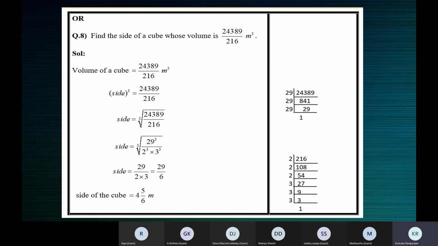All right. So now, a similar question. Find the side of a cube whose volume is given to you. Volume is given, so the cube root of the volume will give us the side. Side cubed is this volume. So side is equal to the cube root of the volume.